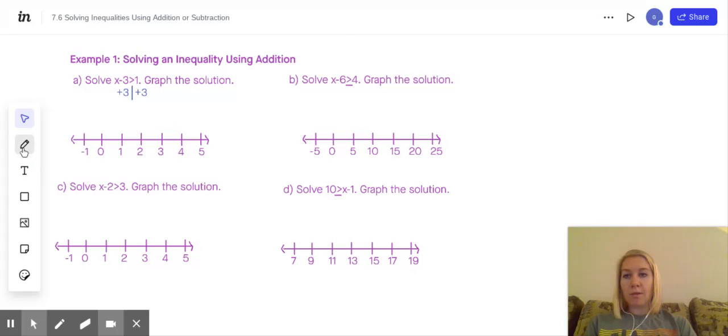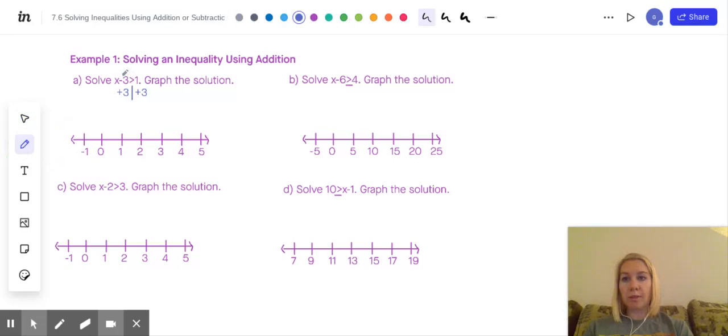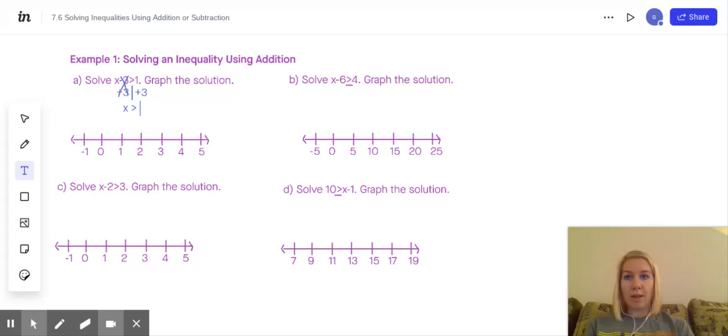So on our left, negative 3 and then plus 3, well, that's 0. So these 3's cancel out. They're gone. But we still have x on the left side. x is greater than. Now let's solve the right side. We have 1 plus 3, which is 4. Now we get to graph it.